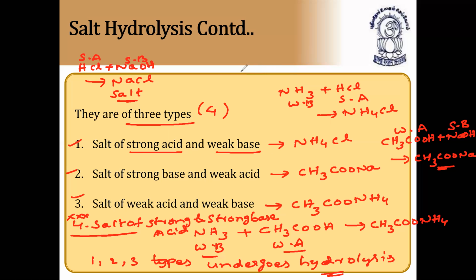So what are the different types of salts we have? Salts of strong acid and weak base, salt of strong base and weak acid, salt of weak acid and weak base, and salt of strong acid and strong base. However, salt of strong acid and strong base does not undergo hydrolysis as it ionizes in water. Whereas salt of strong acid and weak base undergoes hydrolysis, salt of strong base and weak acid undergoes hydrolysis, and salt of weak acid and weak base undergoes hydrolysis. So 1, 2, 3 types of salts undergo hydrolysis, whereas the fourth salt does not. So please listen carefully. I hope you have copied it in your classwork.